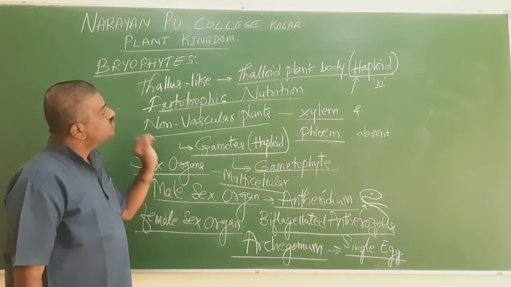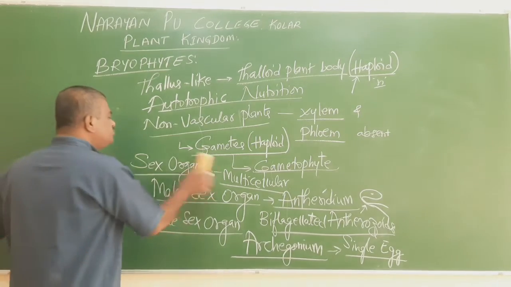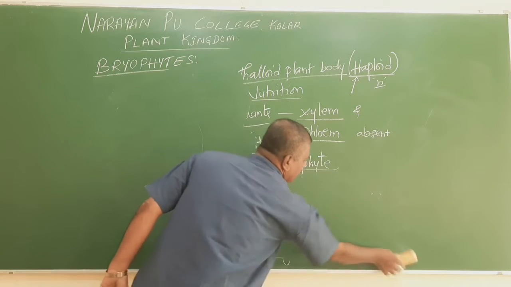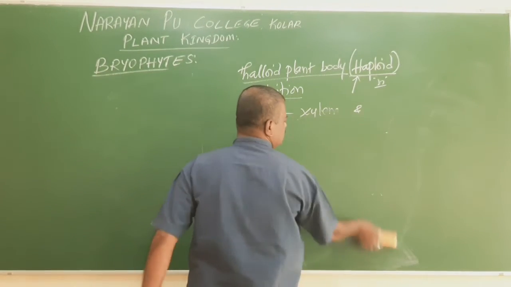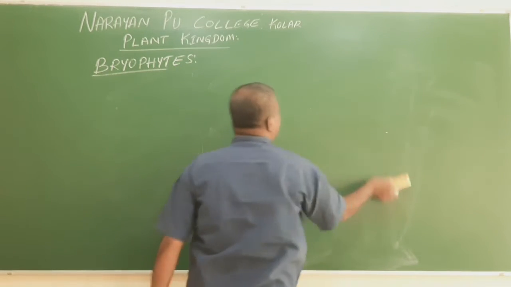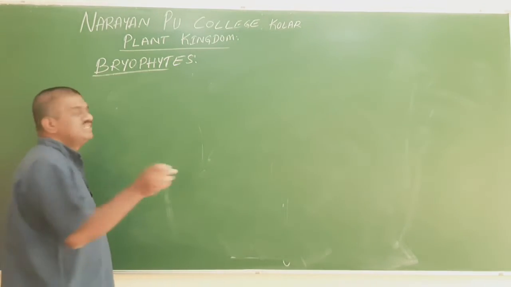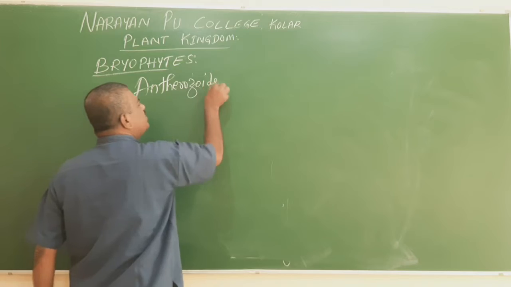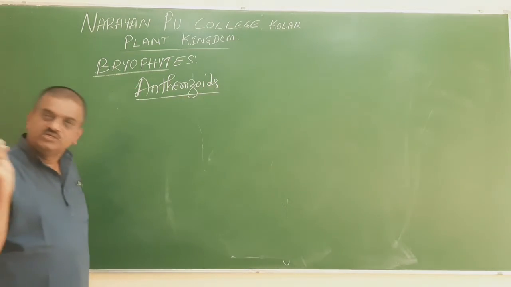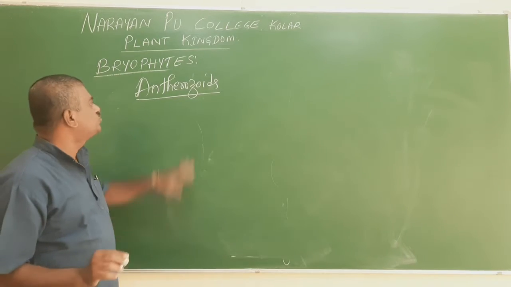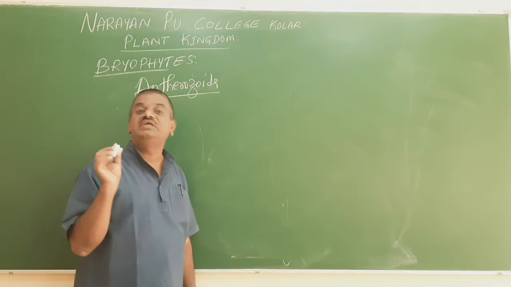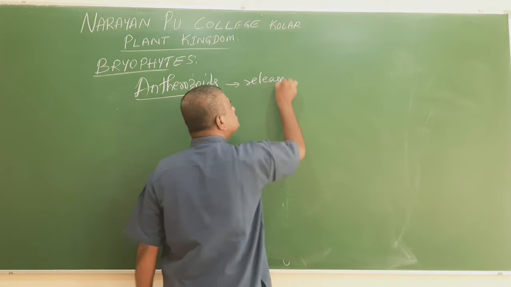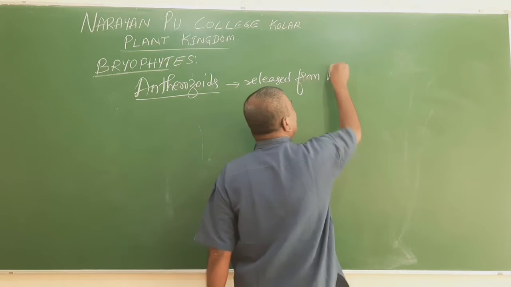So this is about one. Now we go for the next one. The antheridium produces the male gamete called the antherozoid. Antherozoids are biflagellated spermatozoids. These antherozoids are released from the antheridium.